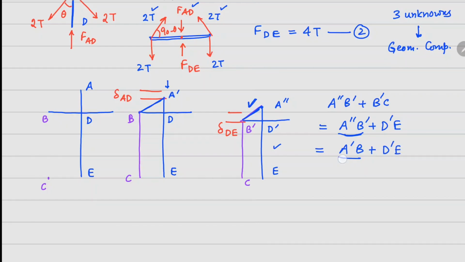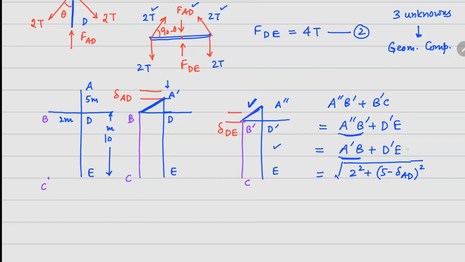So how do we calculate A dash B here? Let's look at this height. Originally this was given as 5 meters, this was 2 meters, and this is 10 meters. So A dash B is nothing but the slanted length here, which is square root of 2 square plus 5 minus delta AD square, because the length of AD has reduced slightly.